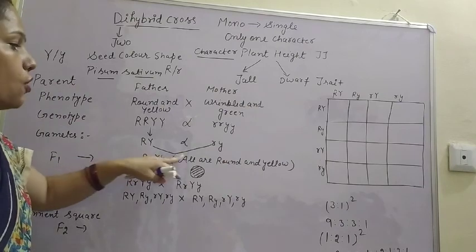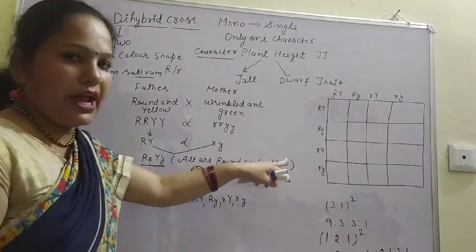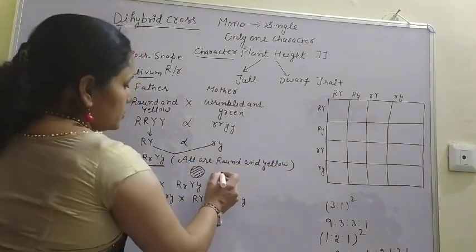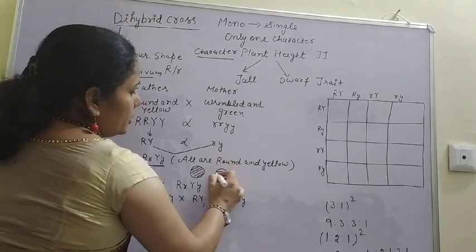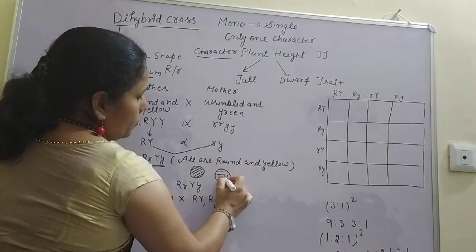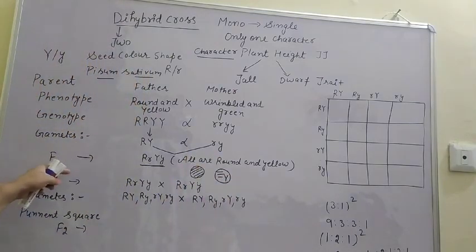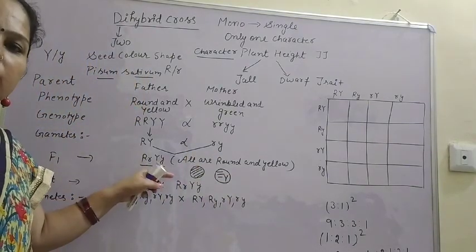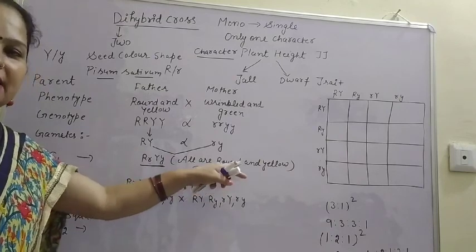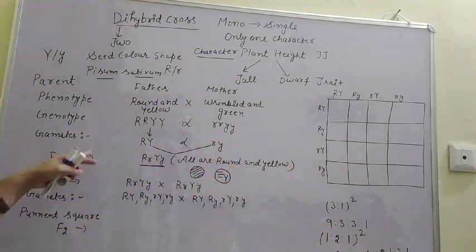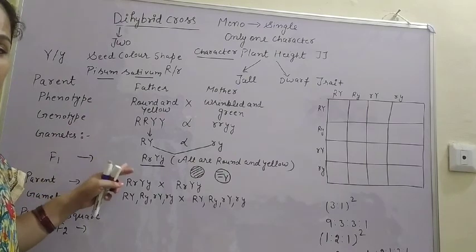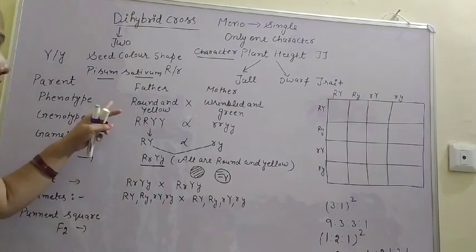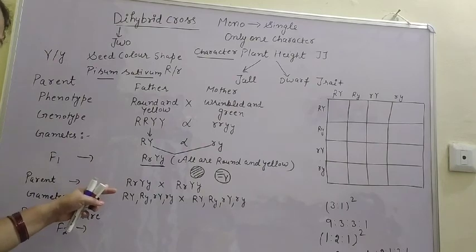So we can say all seeds are round and yellow, meaning the shape is round, and what is the color? That is the yellow color. So we can say in the F1 generation all the plants are round and yellow. But in dihybrid cross, the F2 generation is very important. So now let us discuss the F2 generation.